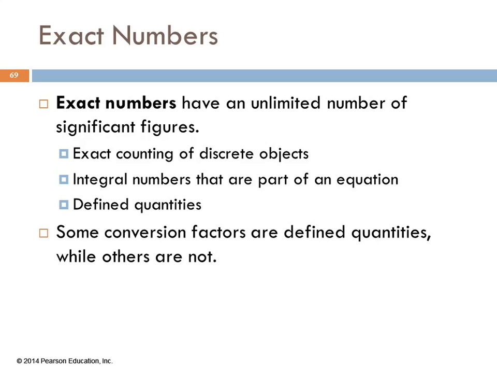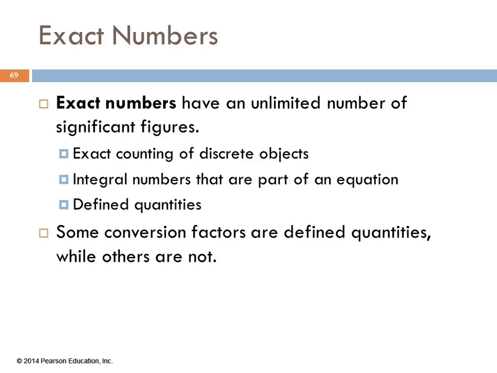And then we have something called exact numbers. In terms of significant figures, we consider that exact numbers have an unlimited or infinite number of significant figures. So how could you get an exact number? If you have exact counting of discrete objects. I have a pair of sunglasses and a pair of lab glasses.